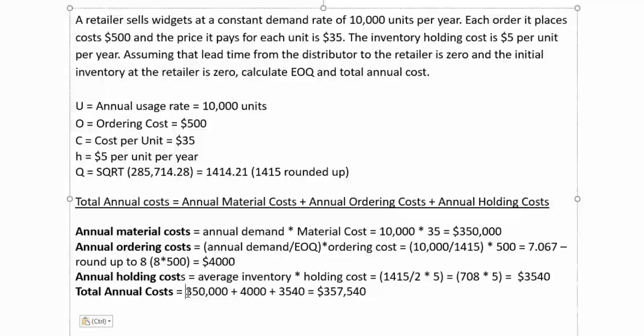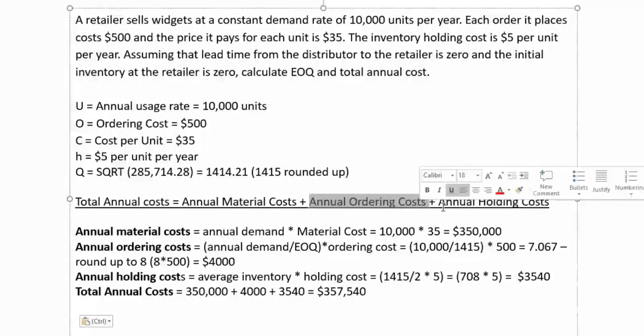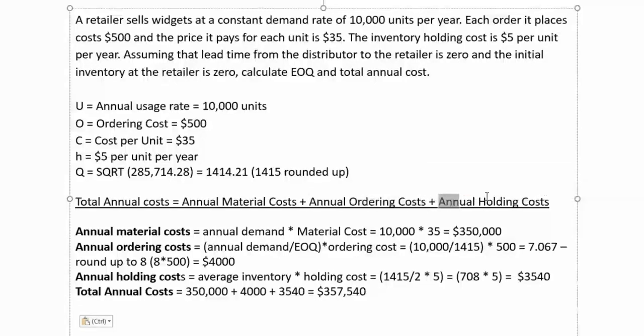So this is a quick example of EOQ and total annual costs using total material costs, annual ordering costs, and annual holding costs. And you just do the calculations here. And then at the end, you get a total annual cost.